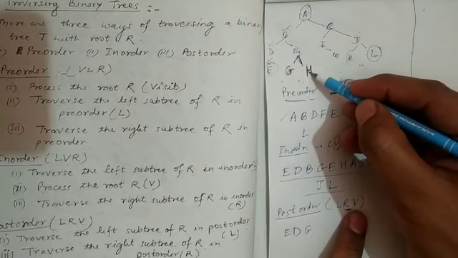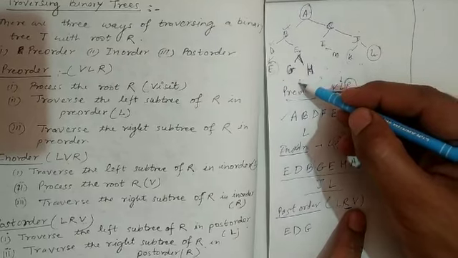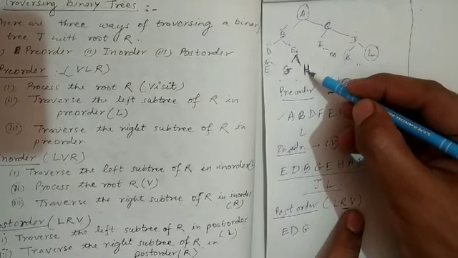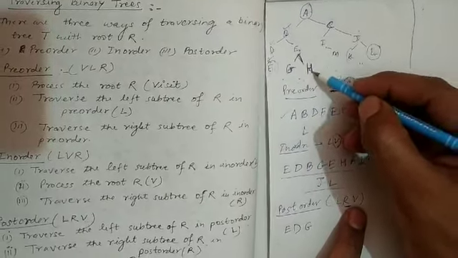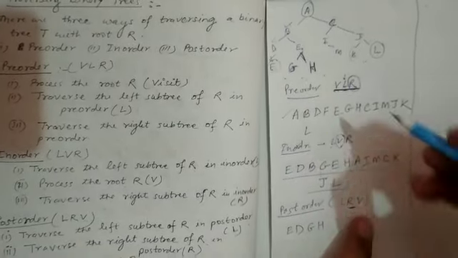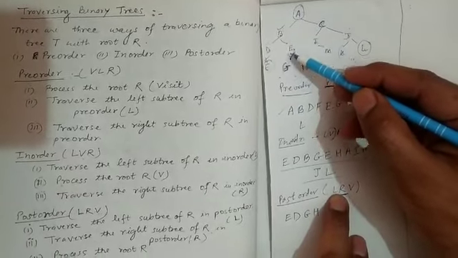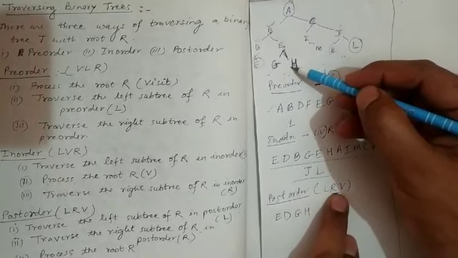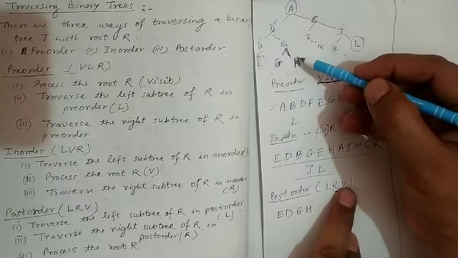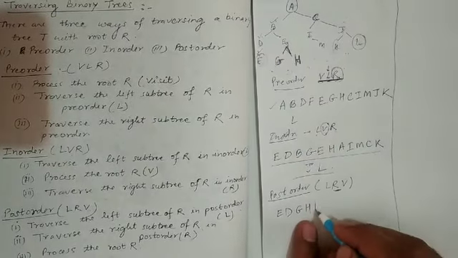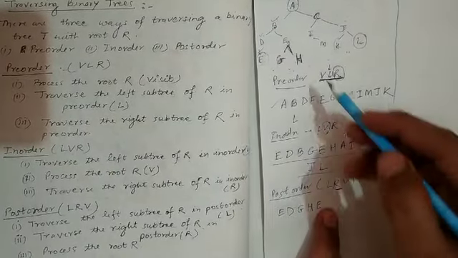Then again LRV will be called. LRV says first move left, no left child. Then move right, no right child. Then visit the node. So H will be visited here. Okay, now come back to E. Its first two parts are completed: moving left is done, moving right is done. Now the third part is visit, which is remaining. So visit the node E.